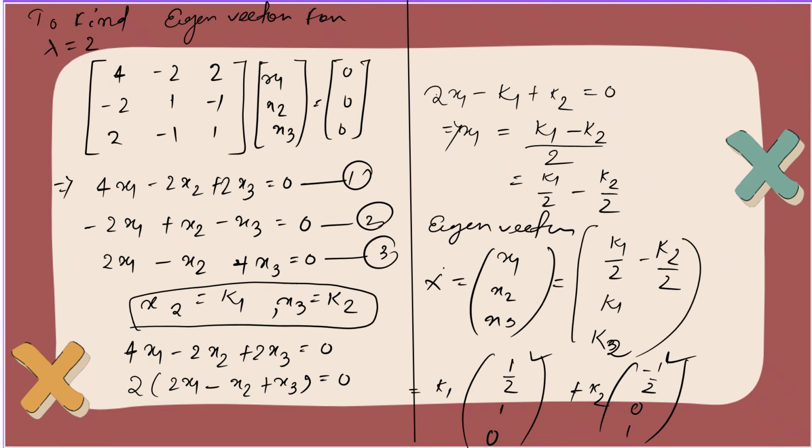In a similar manner, you have to find the eigenvectors for lambda equal to 8. So these two vectors are the eigenvectors only for eigenvalue lambda equal to 2. Now, let's see what the eigenvector is for lambda equal to 8. So now you have to find the eigenvectors for lambda equal to 8.